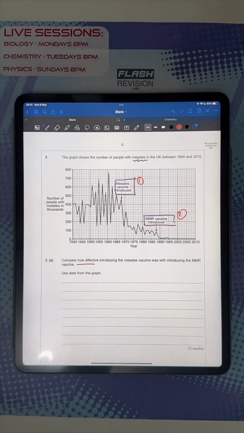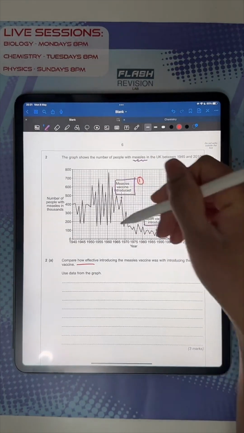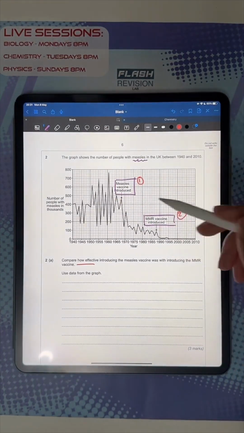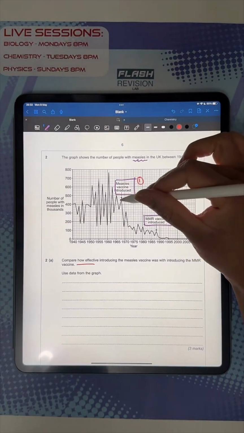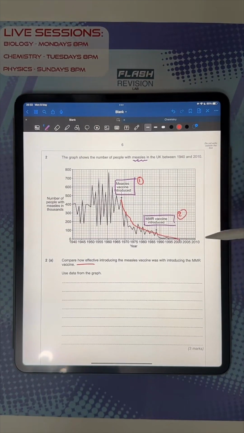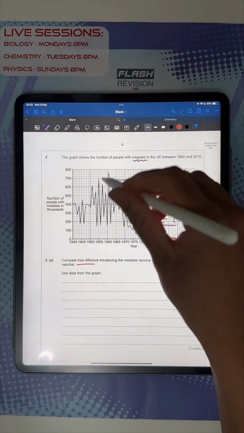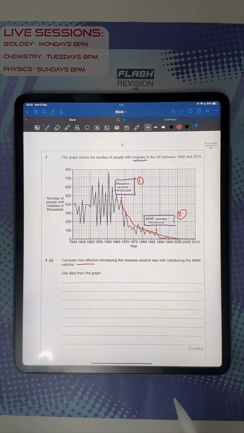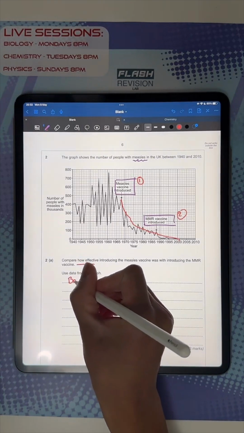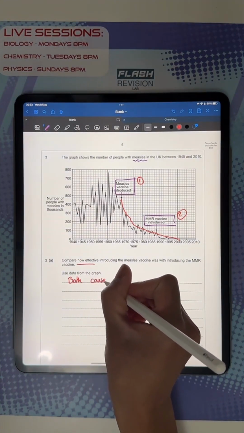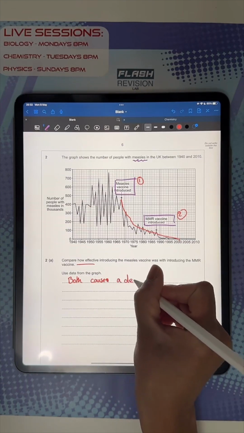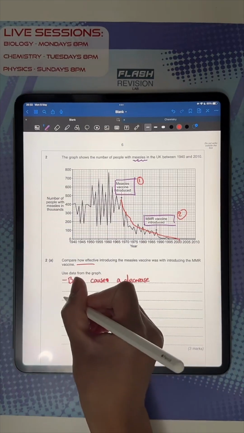I'm going to stand up for this to see what you guys are saying. Less people with measles. Both reduce it. Yep, that's what I was looking for. So look at the general trend. I know it's going up and down, up and down. That's going to confuse a lot of people. When you get questions like this, try and think of the general trend. The general trend is basically doing this, isn't it? It's going across, something like that. So don't worry about the small increases and decreases. So both cause it to decrease. That's one similarity.